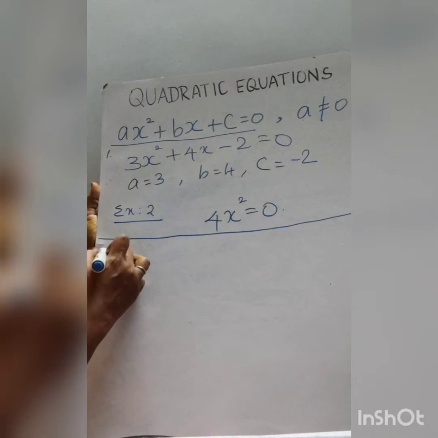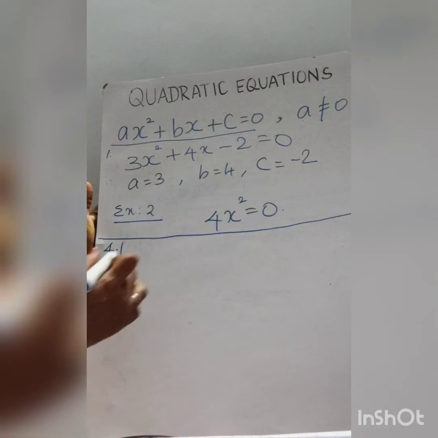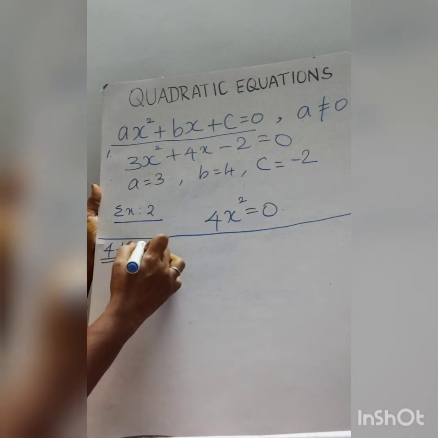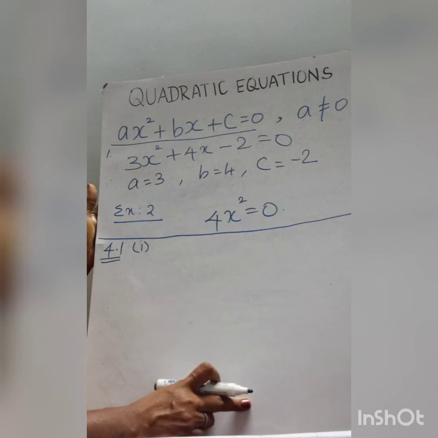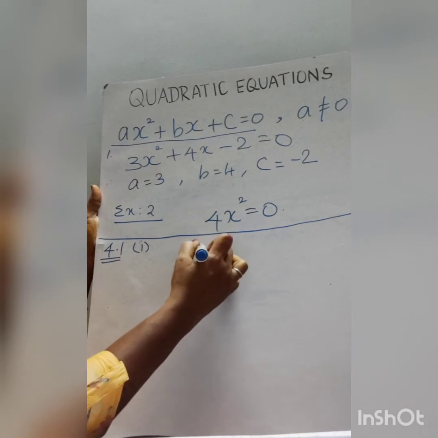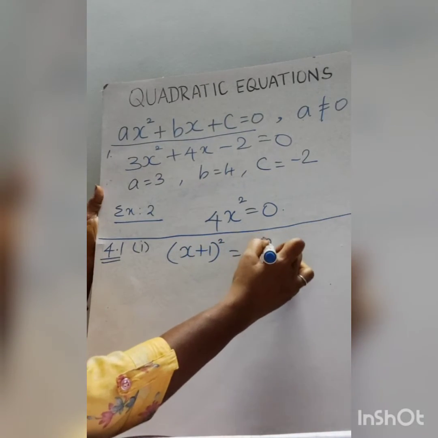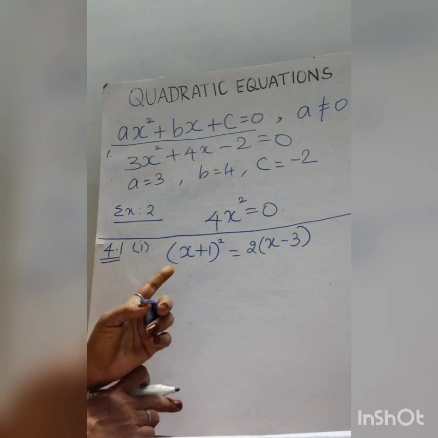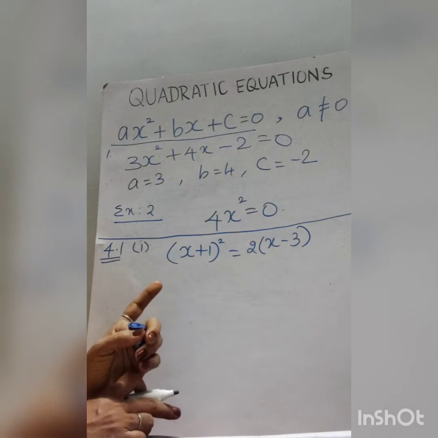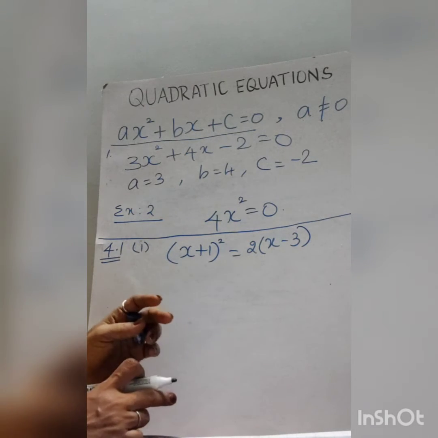This is a problem coming under 4.1, 10th standard. So first problem, we should check whether the following are quadratic equations or not, which is x plus 1 the whole square is equal to 2 into x minus 3. First of all, we should simplify the given equation. Why? Because we can see whether the x square term is getting cancelled or not.